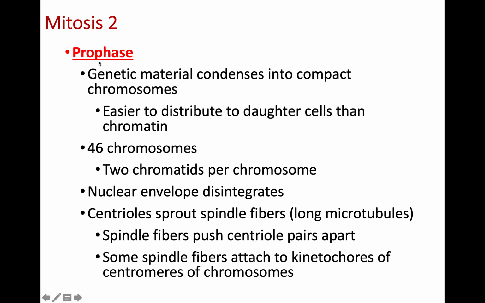A key step that happens during prophase is the envelope of the nucleus disintegrates. So all of a sudden, the boundary of the nucleus is gone. And those chromosomes within the nucleus are now exposed to the cytoplasm directly. The centrioles that have reproduced during S phase are going to sprout microtubules, long parts of the cytoskeleton, the spindle fibers. The microtubules from the centrioles push the centrioles apart, and some of those spindle fibers are going to attach to the chromosomes at a very specific spot of the chromosome: the middle of the chromosome, called the centromere, where there's a special protein called a kinetochore.